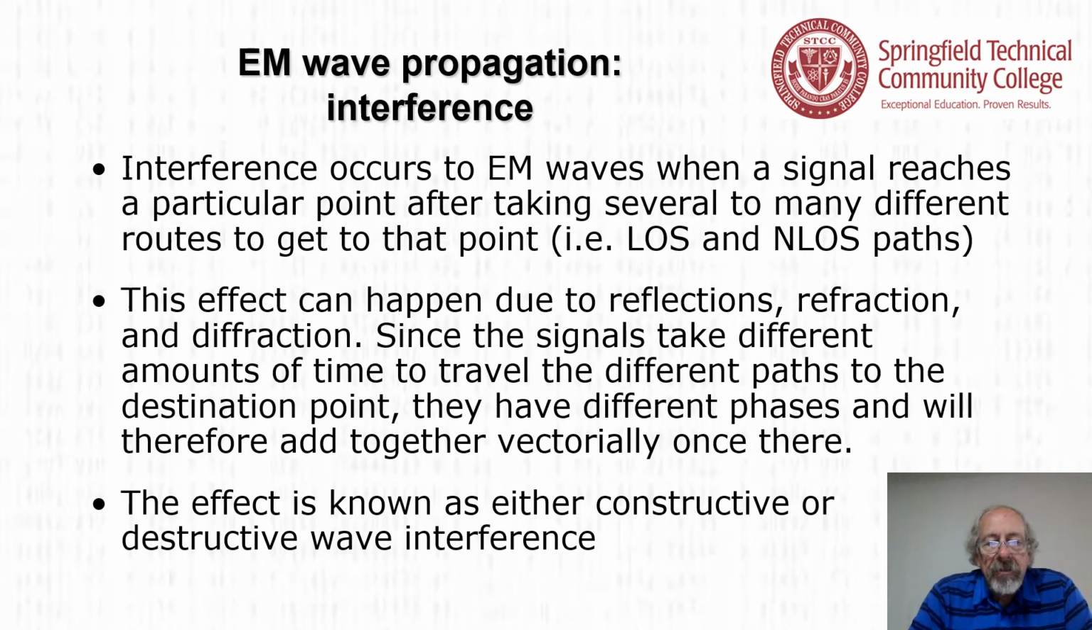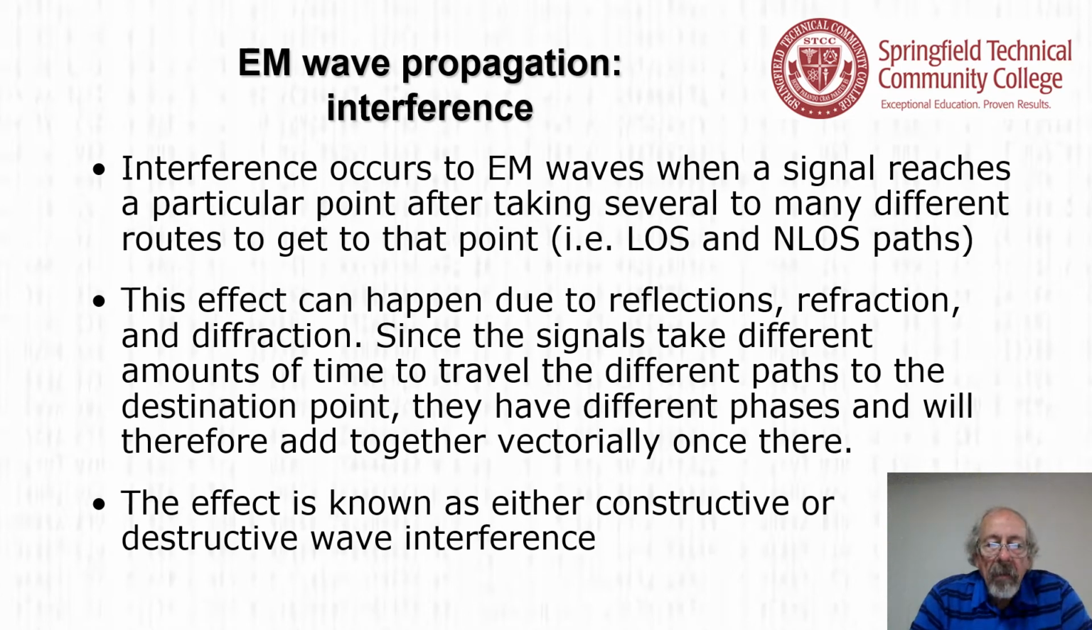What about interference? Interference occurs to electromagnetic waves when a signal reaches a particular point after taking several to many different routes to get to that point. That would be LOS, which is line of sight, and NLOS, non-line of sight paths. This effect can happen due to reflections, refraction, and diffraction.